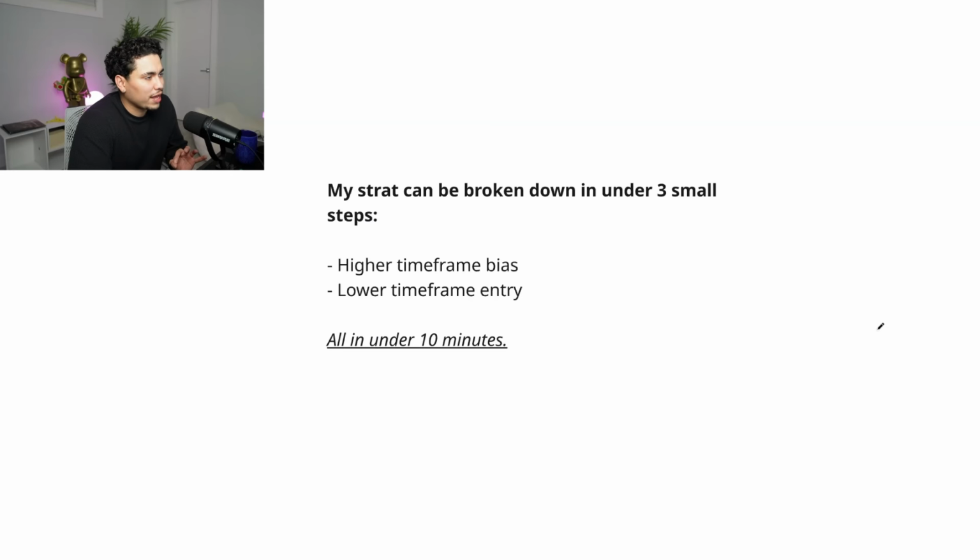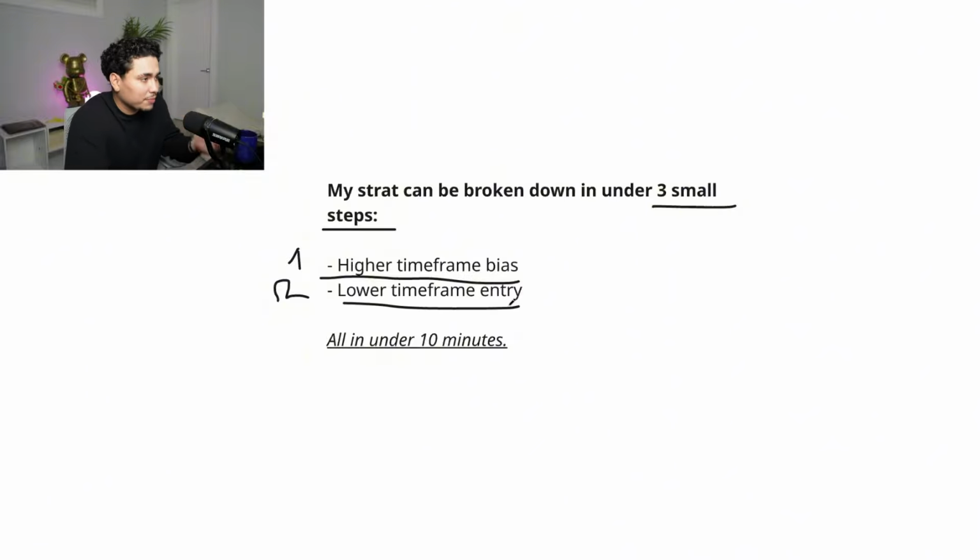My strategy can be broken down in 3 small steps. Step number 1 is going to be higher time frame bias. Step number 2 is going to be lower time frame execution, or lower time frame entries. In my case, we're going to be using 3 different time frames. We're going to go over that when we get there. And everything can be explained, like I said, in under 10 minutes.